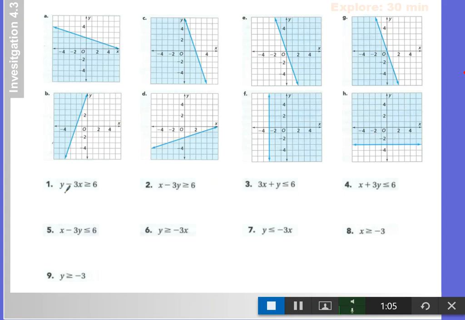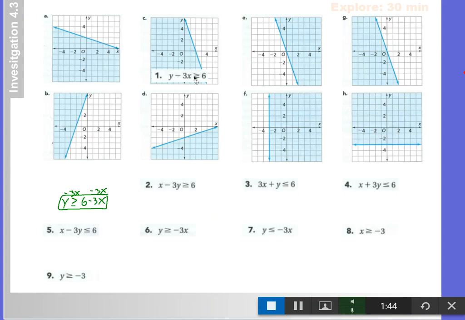All right, so here we go. I'm going to subtract 3x from both sides, and I get y is greater than or equal to 6 minus 3x. So I have a y-intercept of 6 and a slope of negative 3. Which graphs have a y-intercept of 6 and a negative slope? Well, C has a y-intercept of 6 and a negative slope, so there we go. That was easy.